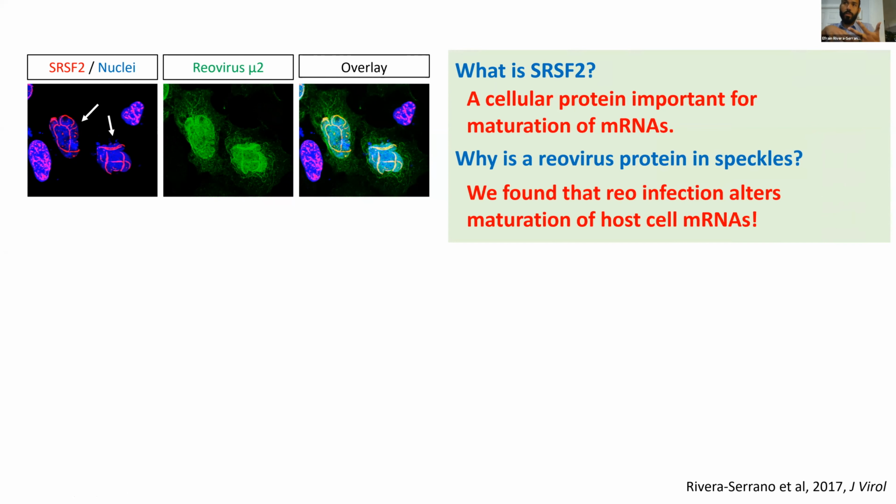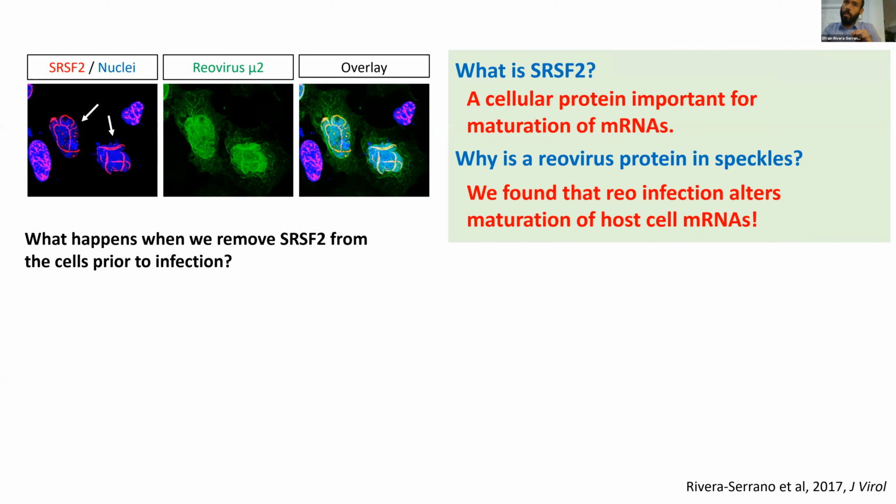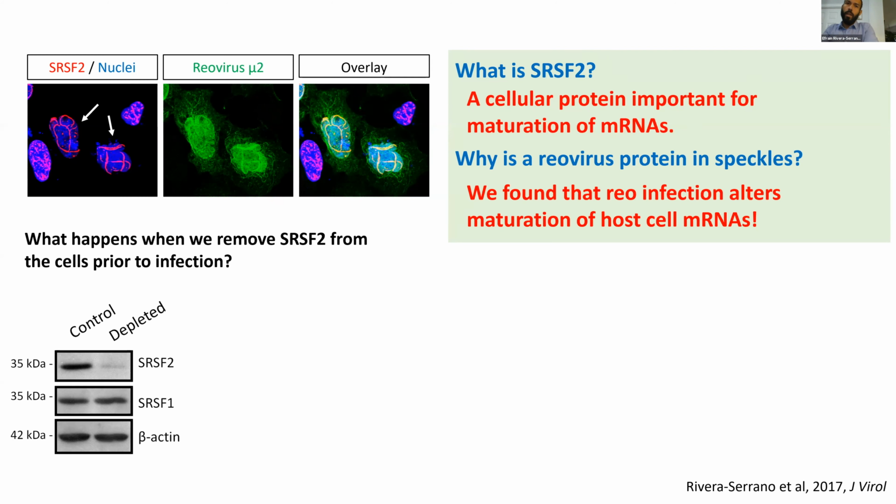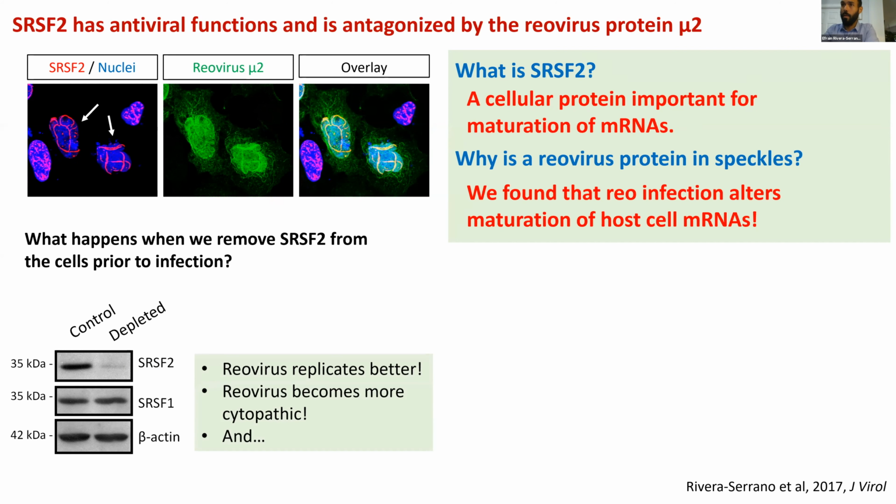Skipping through all the data, we also show what the virus was doing to the maturation of all those RNAs. But also importantly, if we take cells and we remove this factor that we found to be associated with this viral protein, what happens to infection? What happens if we just remove it? Here are just protein levels. We have control cells and some that we just got rid of SRSF2. I'll summarize it, and I will tell you that the virus then replicates better, and the virus is now able to kill more cells.